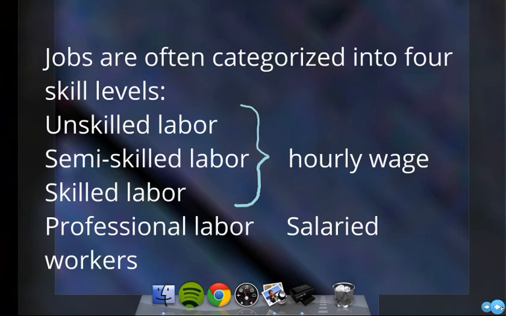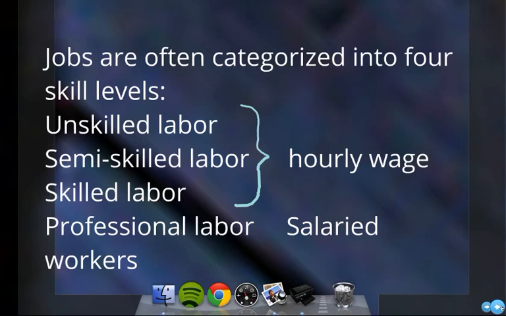Now, the third type of hourly wage is for a skilled laborer. Let's say that you are a carpenter. You have been trained as a carpenter, you have practiced carpentry, and you've apprenticed with somebody. That is a significant amount of training, and as far as hourly wage positions go, those get the highest amount of money. That's the largest hourly wage position.